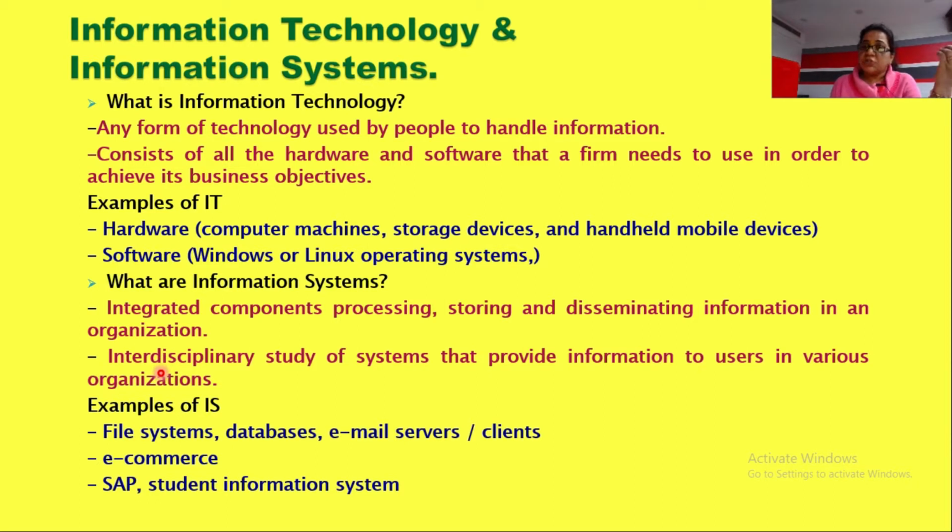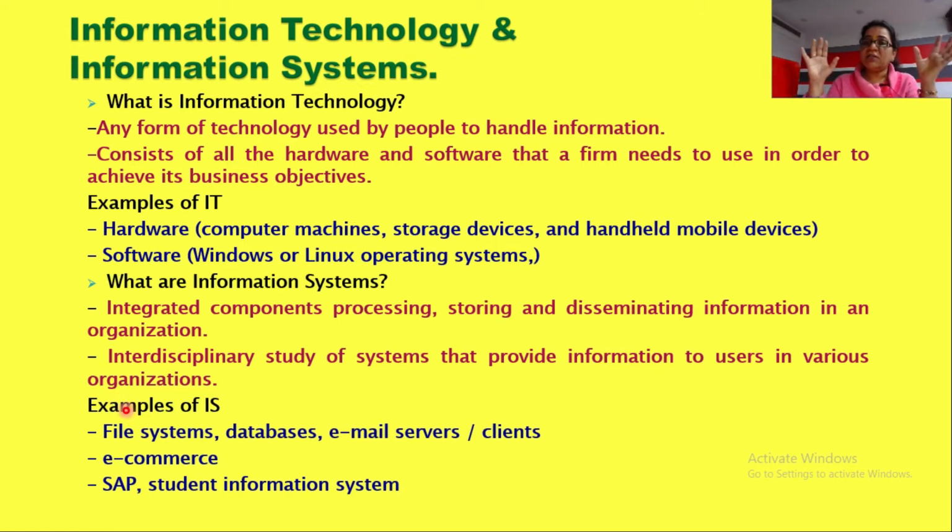For example, all the file systems, databases or client server technologies, they are all the examples of information systems. Right, you have all email servers where all your emails are getting stored, and as soon as you open up your Gmail, you get the filtered results. You can also search in Gmail for your particular mails. Then e-commerce. Complete e-commerce is an example of information systems. SAP technology, student information system, college management system, these are all examples of your information systems only.